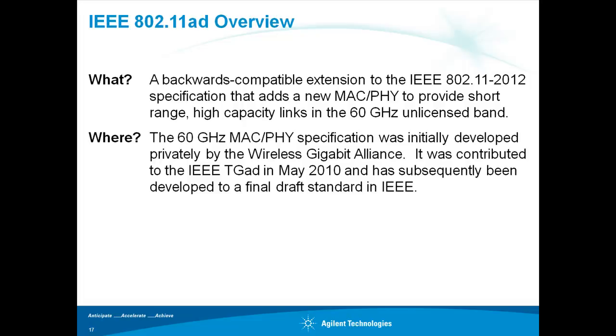Version 1.0 of the YGIG MAC and PHY specification was published under the YGIG brand in February 2010, and this was followed by a version 1.1 in April 2011. A proposal based on the YGIG MAC and PHY version 1.0 specification was contributed to the IEEE 802.11 Task Group AD as a complete proposal specification and was accepted as IEEE 802.11ad Draft 0.1 on May 20, 2010.